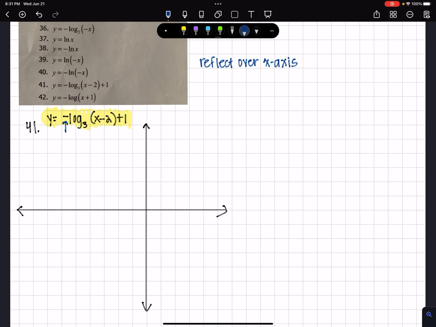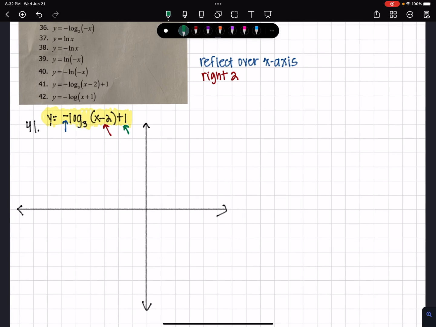And then we have this minus 2 inside the logarithm, inside that argument. So that's going to take our graph right 2. And then we have this addition outside the logarithm, outside that argument. So that's going to be up 1. So it's just our transformation rules for any of our parent functions that we're dealing with.